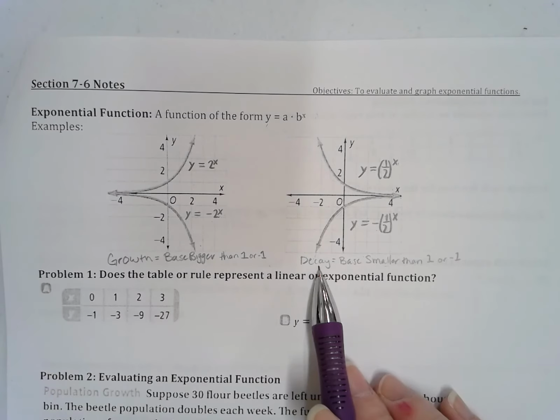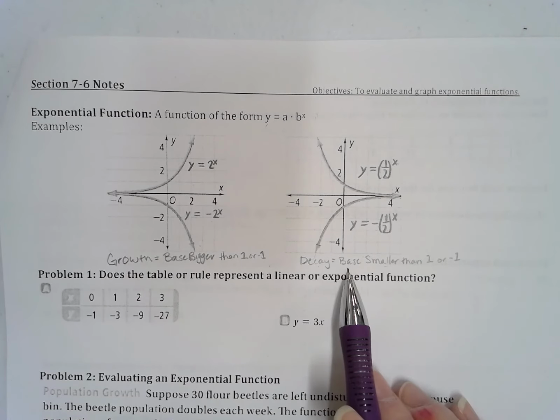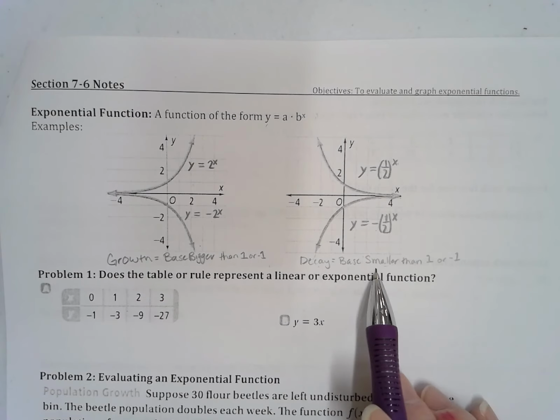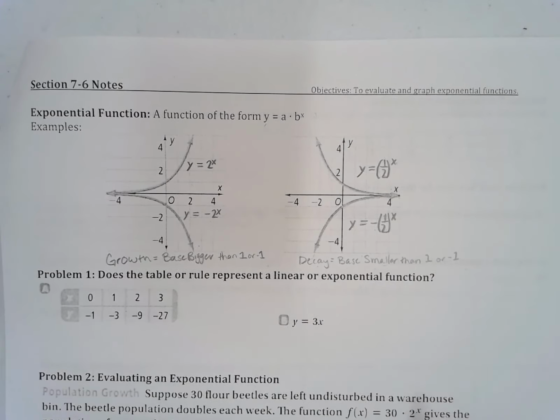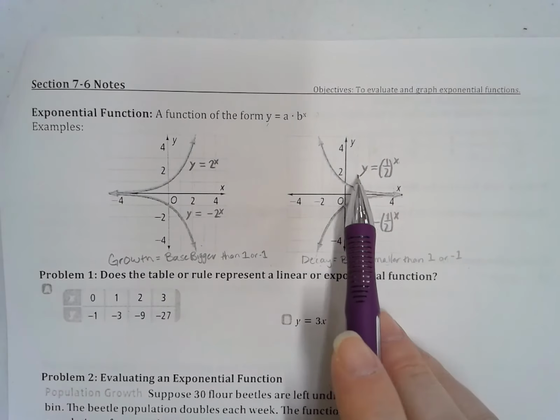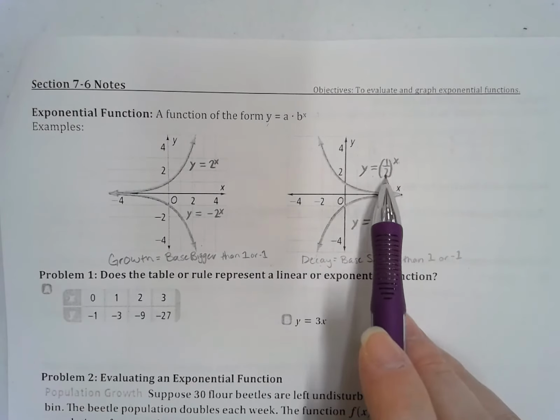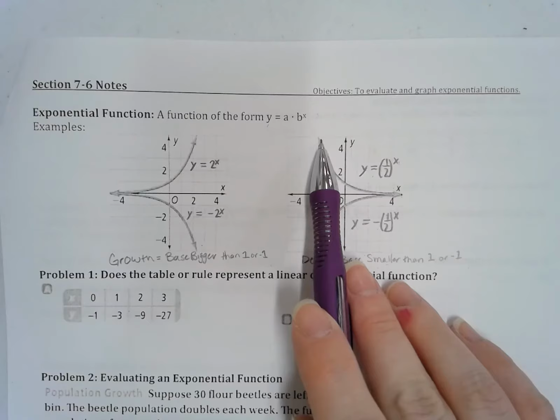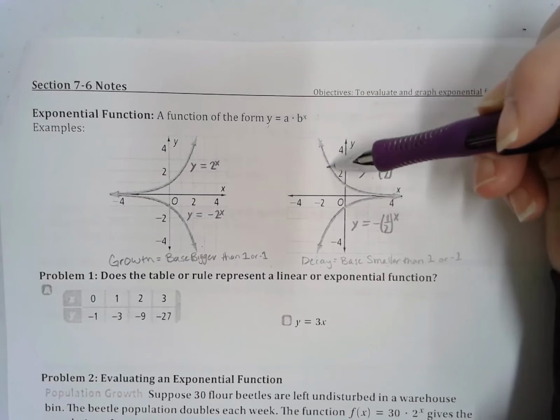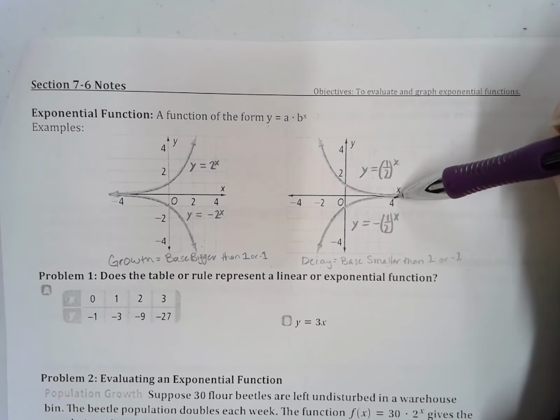This next one's called a decay graph. This is when the base, or the bigger number, is smaller than 1 or -1. These are normally fractions or decimals. So for example, this top line is y equals 1/2 to the x power. So it starts way up high and curves down towards 0.